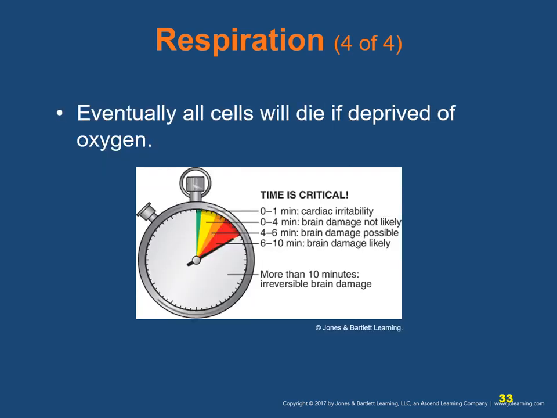So time is critical. 0 to 1 minute, you already have cardiac irritability. 0 to 4 minutes, brain damage is not likely, but from 4 to 6 minutes, brain damage is possible. At 6 to 10 minutes, brain damage is very likely. More than 10 minutes, irreversible brain damage occurs. When there's enough oxygen, cells convert glucose into energy through aerobic metabolism. Without adequate oxygen, anaerobic metabolism takes place, which cannot meet the metabolic demands of cells. If this process is not corrected, all cells will eventually die.